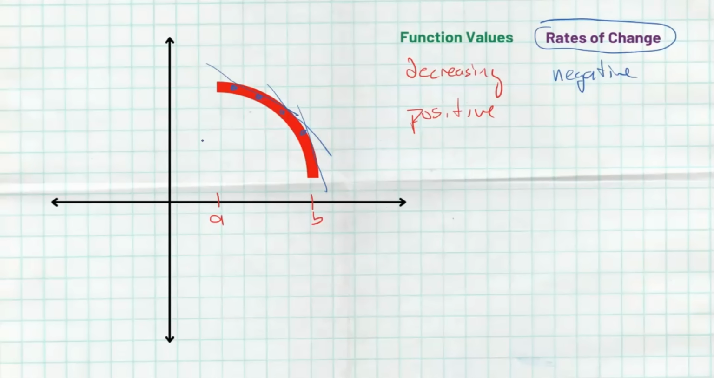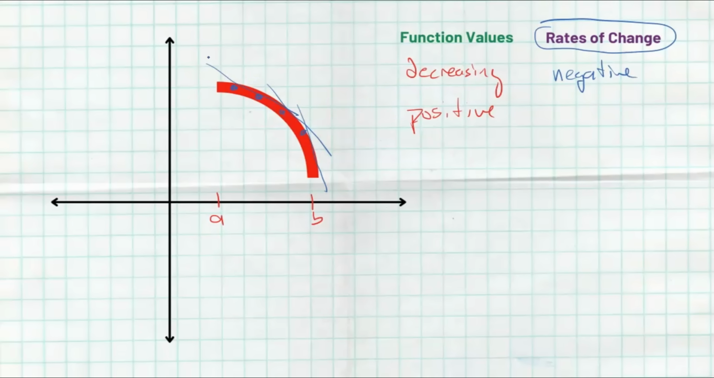But how are they going down? Well, they're going down at an increasing rate. Well, let's think about that for 1 second. They're negative, right? So they're actually going down at a decreasing rate because they're becoming more and more and more negative.